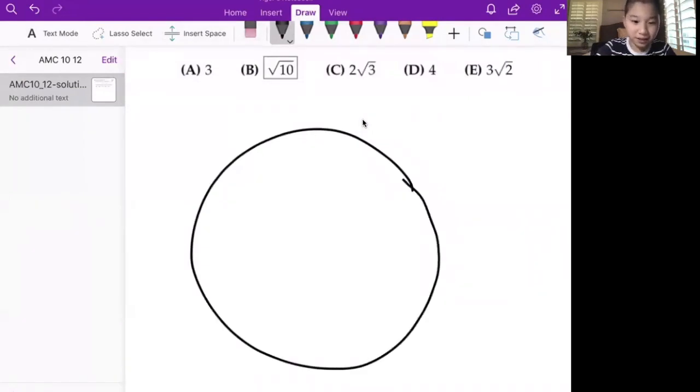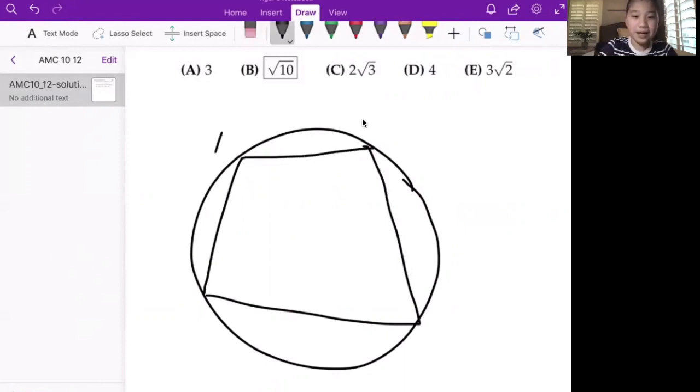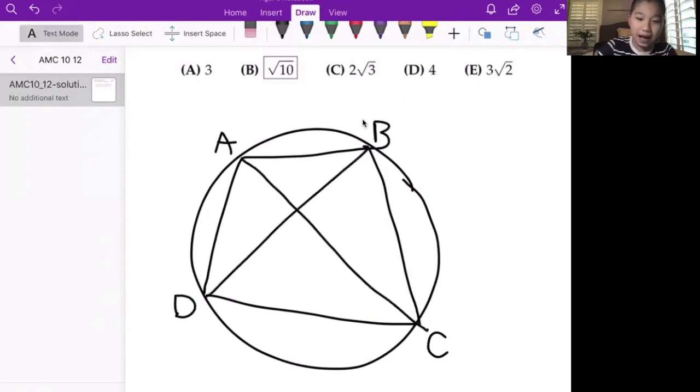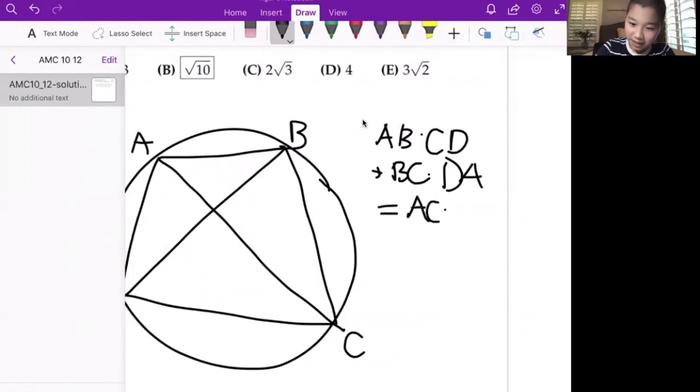So for a cyclic quadrilateral ABCD, we have AB times CD plus BC times DA equals AC times BD.